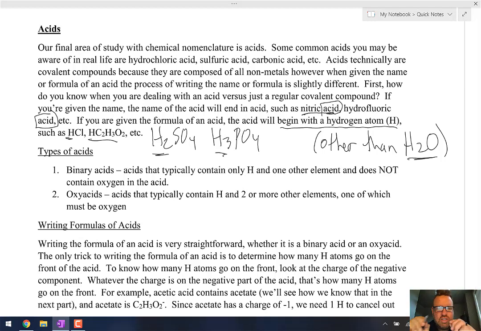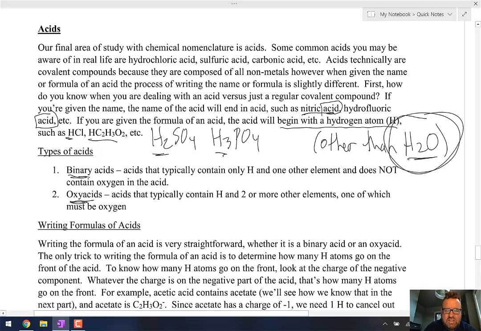Now, just like with ionic compounds, remember with ionic compounds, we dealt with binary ionic compounds and what we call ternary ionic compounds. Acids are kind of similar to that as well, in that there's two different types of acids. They're what we call binary acids and what are called oxyacids. A binary acid is an acid that only contains hydrogen and one other element and doesn't contain oxygen in it.